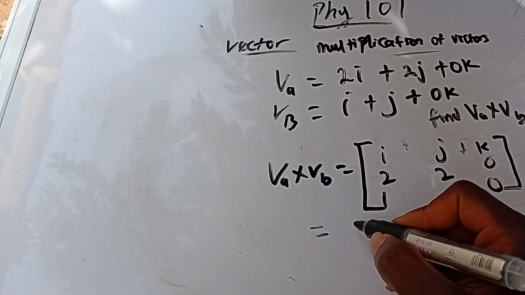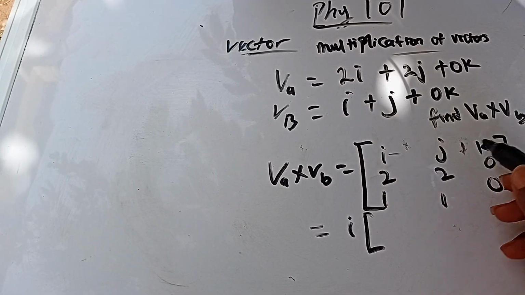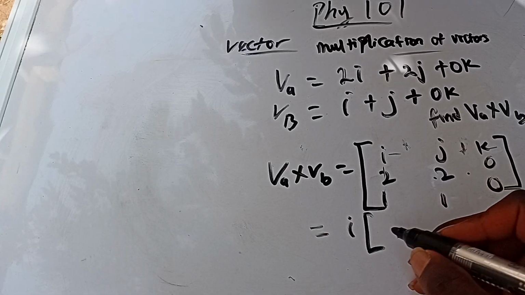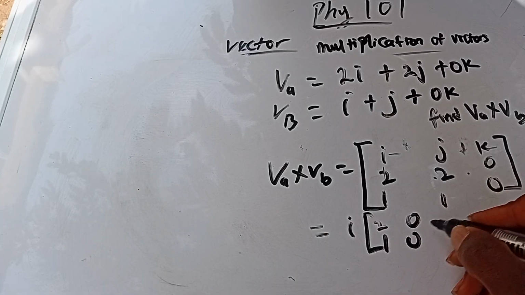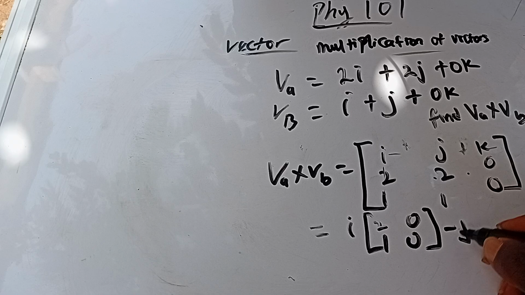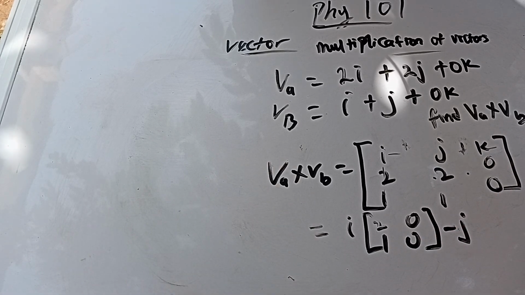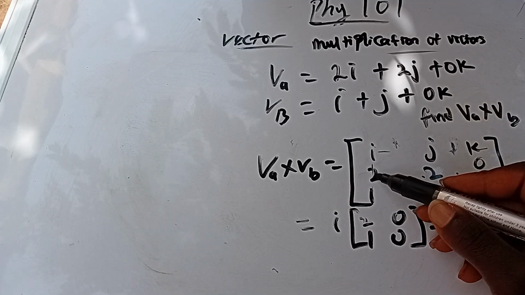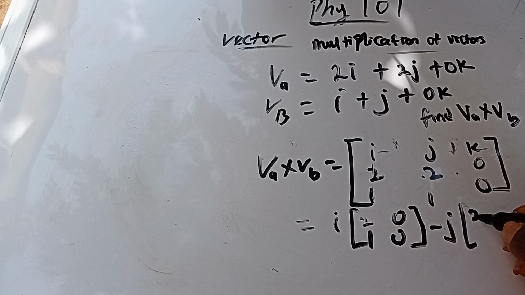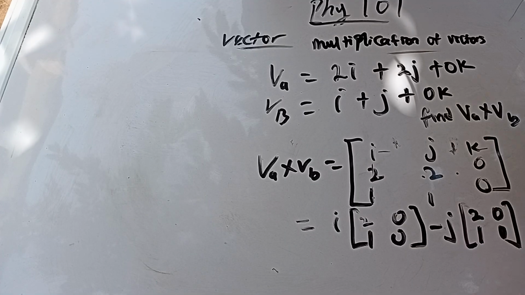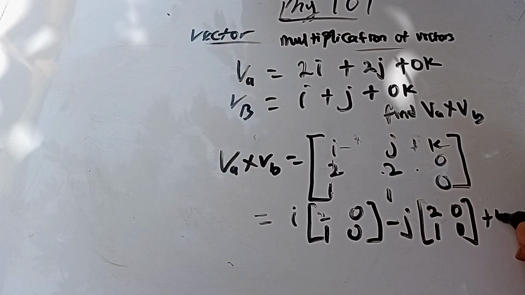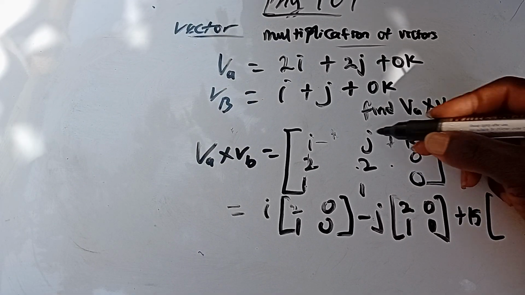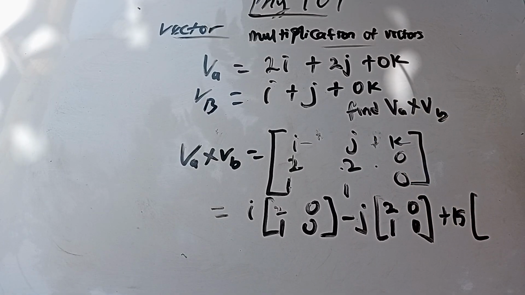Now for i, this one goes like this, it remains 2 0 1 0. Then minus j. You know matrix is plus, minus, plus, minus. Minus j. j comes like this, it goes like this. What do we have left? 2 1 0 0. Are we together? So plus k. k comes like this, it goes like this. What do we have left? 2 2 1 1.